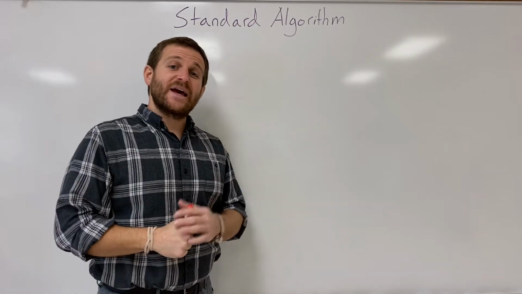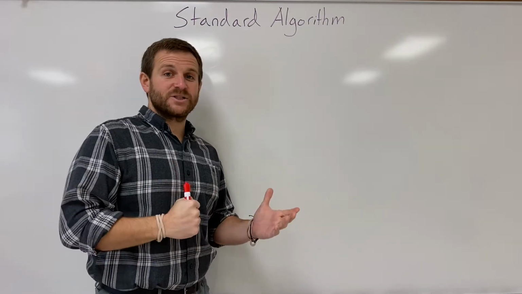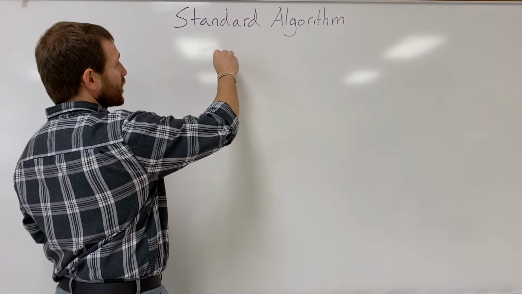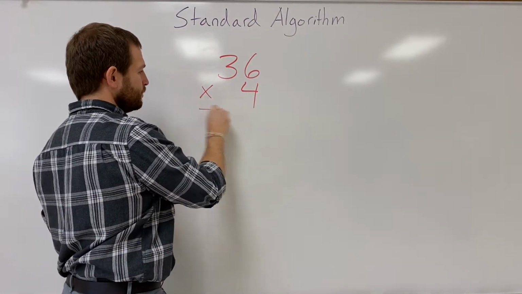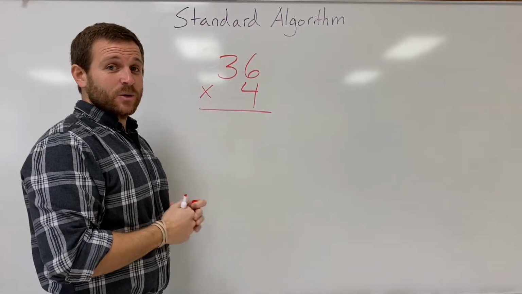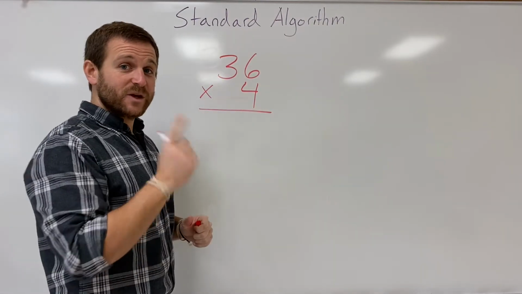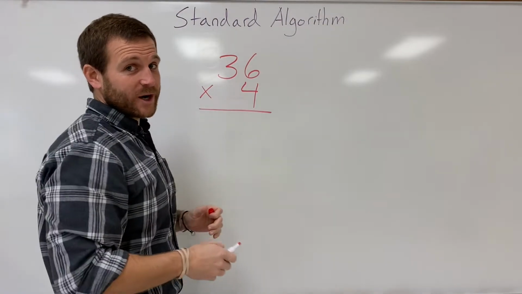Hey crew, today we're going to be looking at the standard algorithm of multiplication when multiplying a double digit times a single digit problem. So let's take a look. We're going to work on 36 times 4. When we do double digit times a single digit, we want to start with the single digit and multiply it through by the double digit. This will give us one single answer and not leave us with multiple partial products later on.